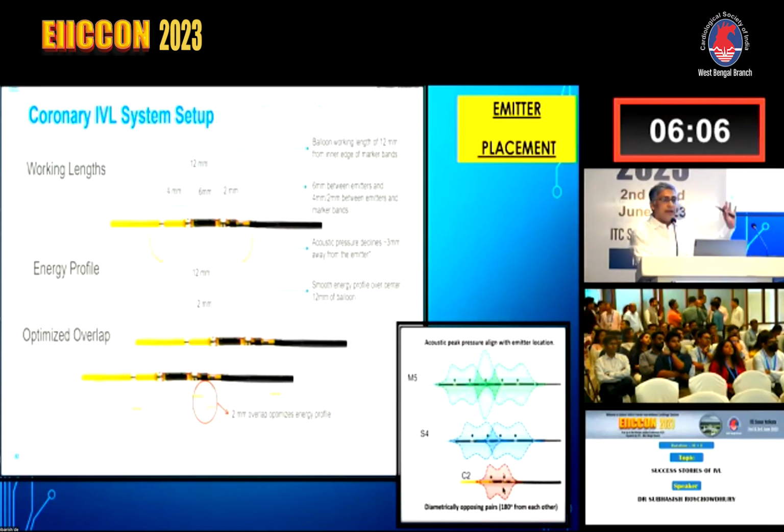It's important to understand the device also. The device is a 12mm long balloon, but there are 2 emitters. One is 4mm away from the distal tip. Why is it 4mm away? So that the pushability and the trackability of the balloon is better. The other one is 6mm away, 2mm from the proximal tip.